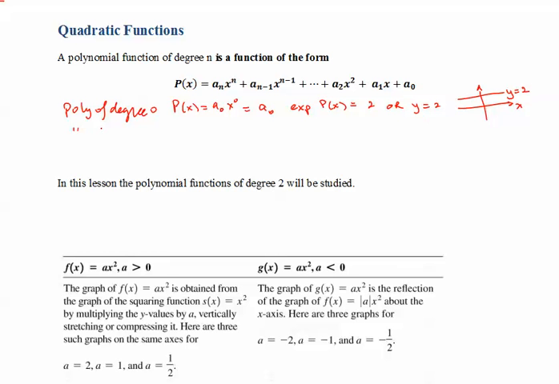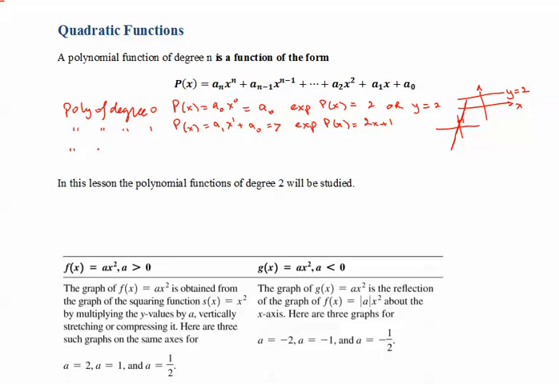So a polynomial of degree 1 will be p of x equal a1 x plus a0. An example would be p of x equal 2x plus 1. And again, this is another linear function, not a horizontal line, but we have the y-intercept is 1 and the slope is 2, so it will be a line this way.